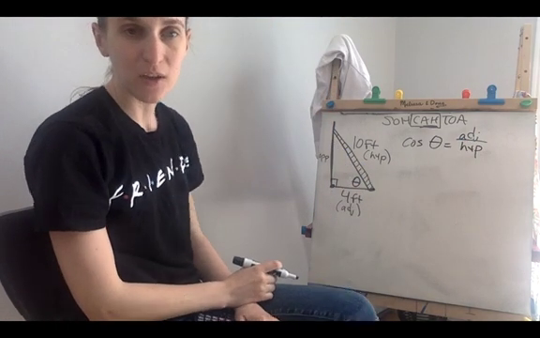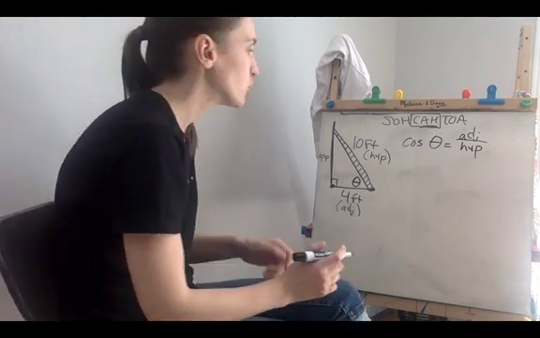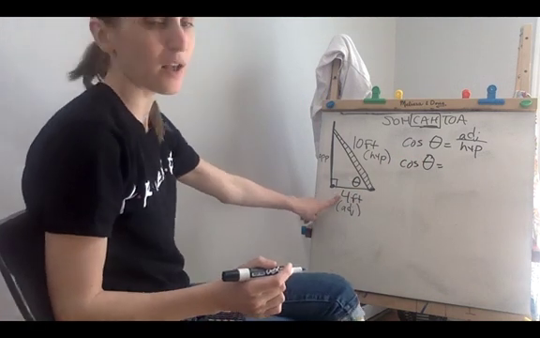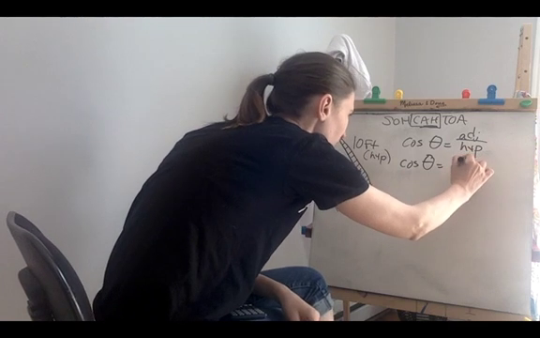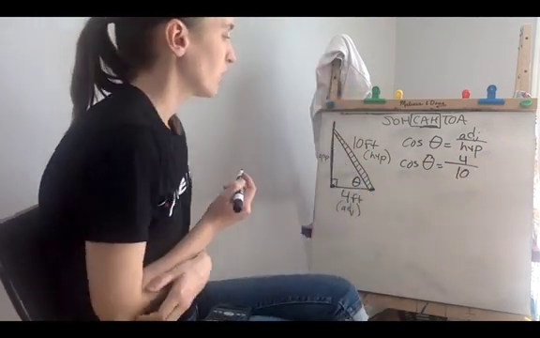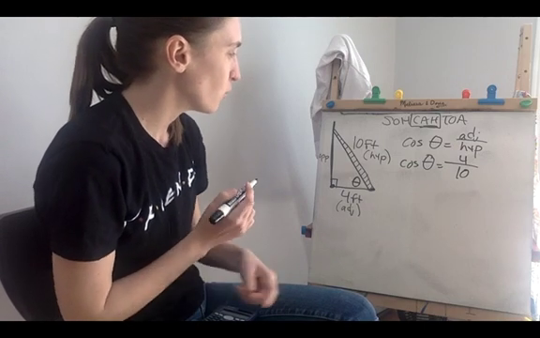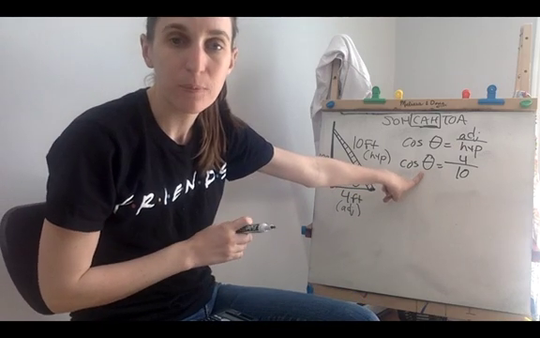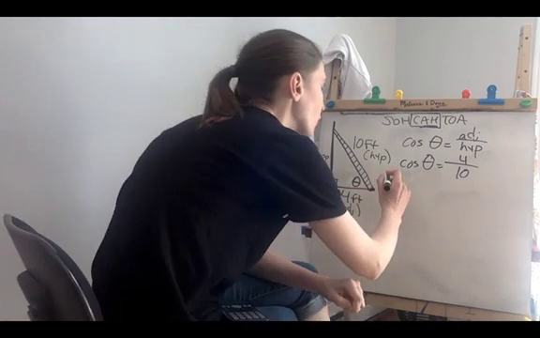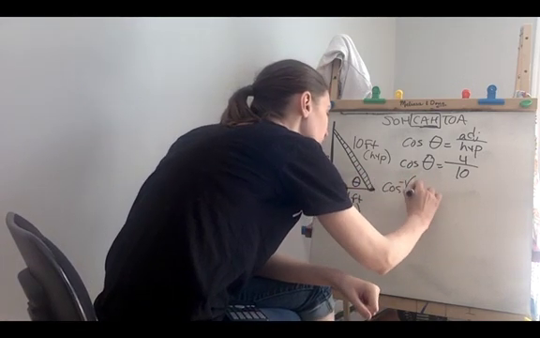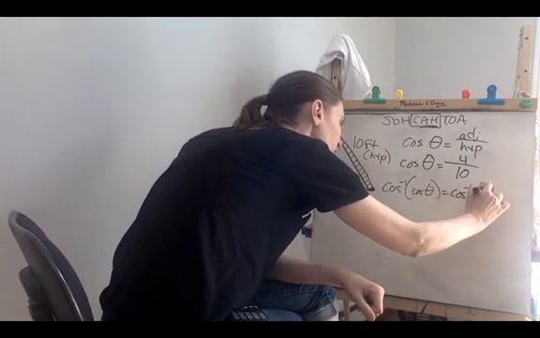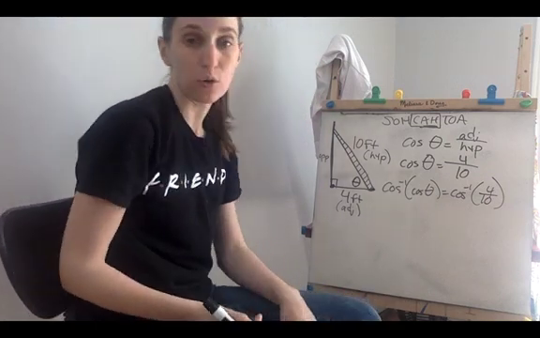We start filling in the values that we know, right? So we don't know the angle, so it remains as a theta. We know that the adjacent value is 4. We know that the hypotenuse value is 10. Okay? And what we need to do is figure out this angle. So to get rid of the cosine, we have to do cosine inverse. So we do that to both sides. So cos inverse of cos theta is equal to cos inverse of 4 over 10, or just 0.4.